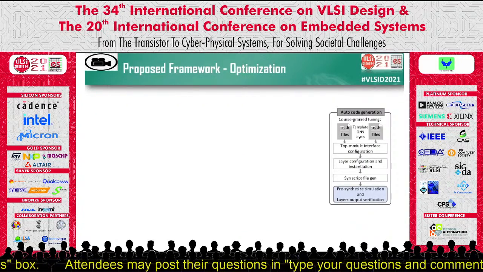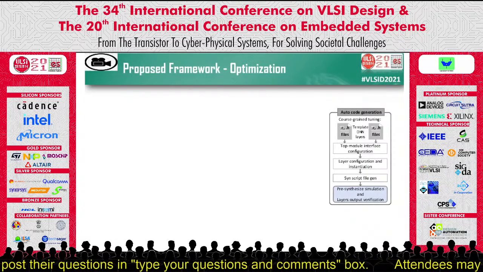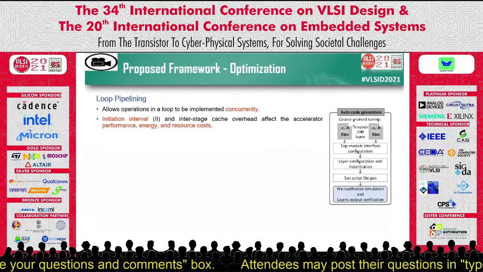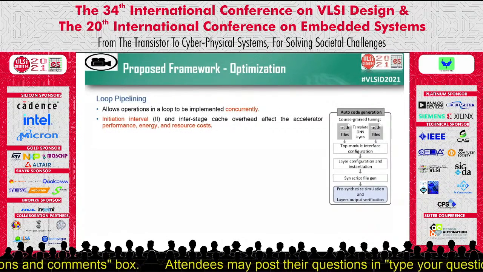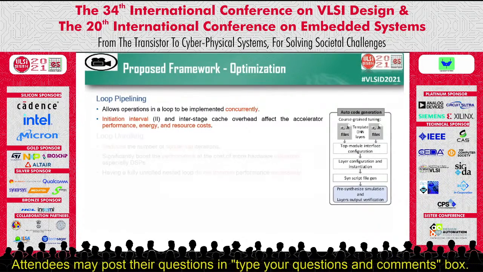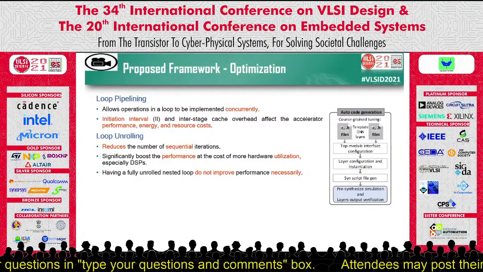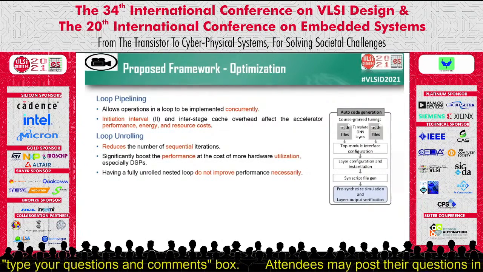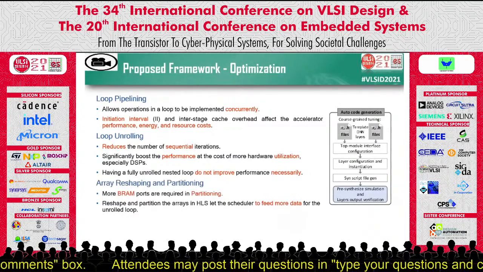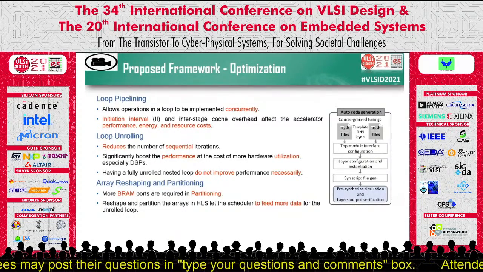In the optimization stage, the tool uses HLS pragmas to increase the performance and satisfy user constraints. There are three various pragmas. Loop pipelining has the ability to improve the initiation interval and allow operations to work concurrently, as well as loop unrolling, which reduces the number of sequential iterations and boosts performance at the cost of more hardware utilization. Unroll factor is also limited by the capacity of load or store data in each cycle.